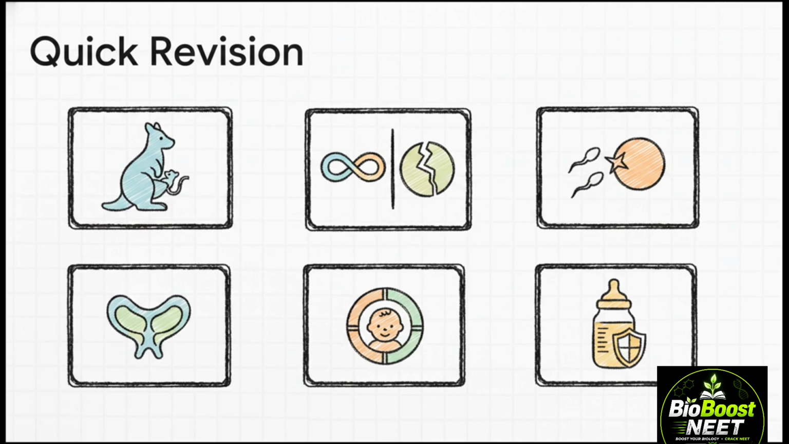Okay, before we wrap up, let's do a super quick, rapid-fire revision of the absolute must-know points. Humans are viviparous. Spermatogenesis is continuous, oogenesis is not. Fertilization happens in the ampulla, the placenta is a hormonal factory, parturition is a neuroendocrine reflex, and colostrum is the baby's first immunity booster. I'd suggest you take a screenshot of this slide. It's perfect for last-minute revision.